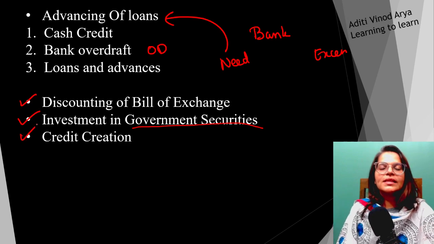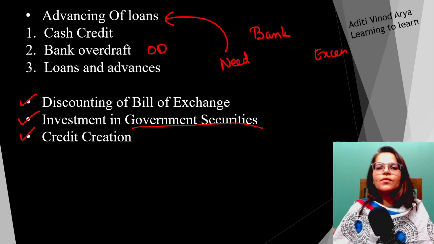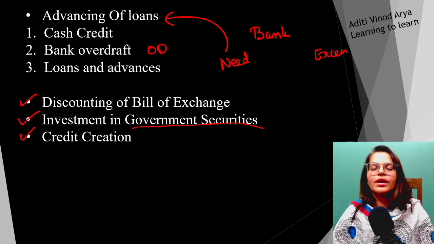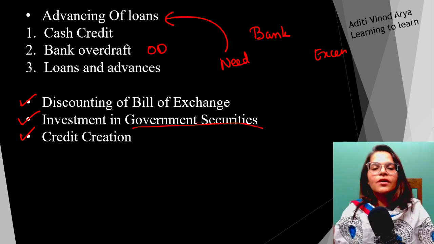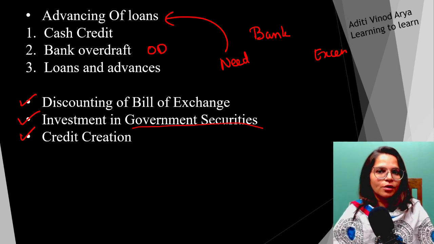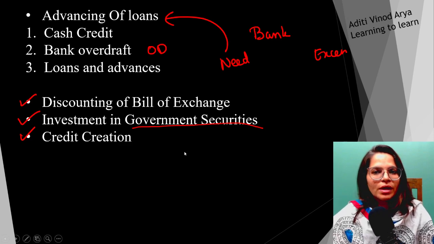Credit creation, yes, the entire credit system of the economy is based on the banking sector. So if you want to create more loans, if you want to create more credit in the system, you need to have proper banking functions. If banks function smoothly in the economy, you can create credit, you can increase the flow of money in the market. So this is also done by banks.